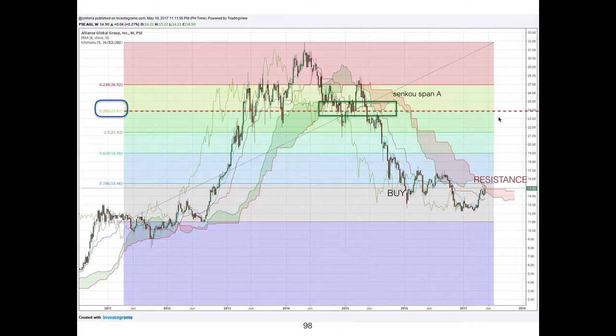When price bounced, it was met by the Senkou span B. This is also where we find the 23.6% Fibonacci level. A swing trader would likely sell here because this is a strong resistance. After hitting the resistance, price falls again.